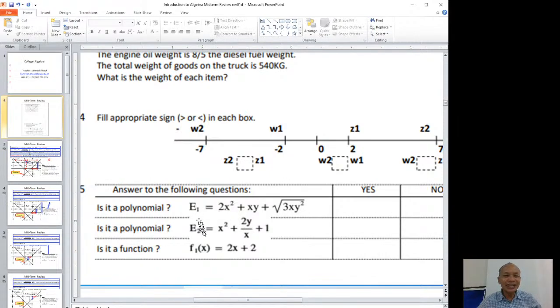The expression on the left is not a polynomial because it has a fractional expression like 2y over x, and then a radical expression, square root of 3xy square. So not a polynomial.